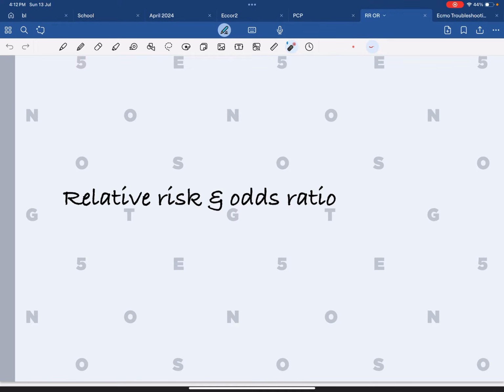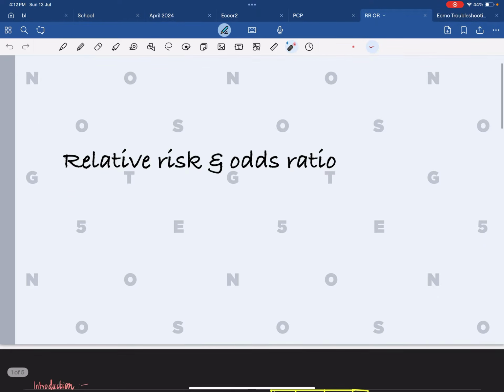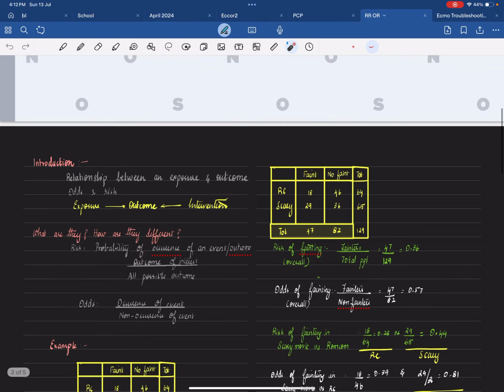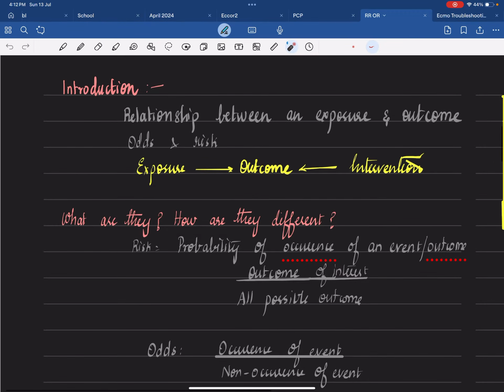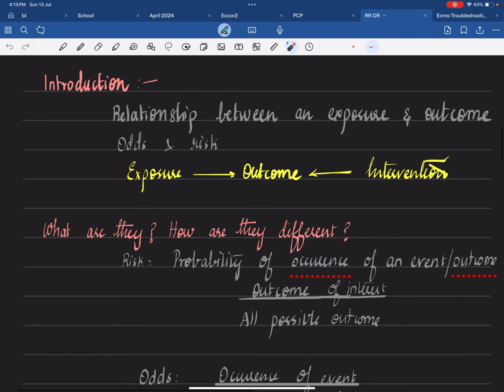Hey everybody, I'm Dr. Pavitra, and today our topic of discussion is going to be relative risk and odds ratio. I know this has been a topic that has been repeated multiple times in your exams. So let's go through it, and we will be discussing it with an example to help you understand what it is about, because it's not just about writing your theory, you need to understand it when you're reading a paper.